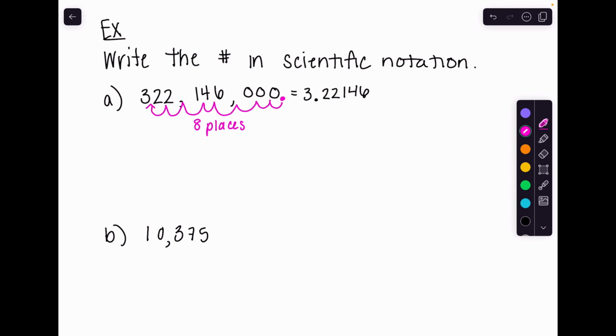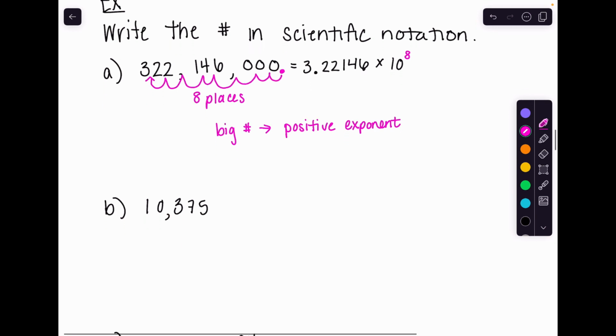Okay. So what that means is I'm going to times this by 10 to a power, and that exponent is going to be exactly 8. So it's a big number. That means it's a positive exponent. Okay. So same thing in B, it's a big number, immediately tells me it's a positive exponent.